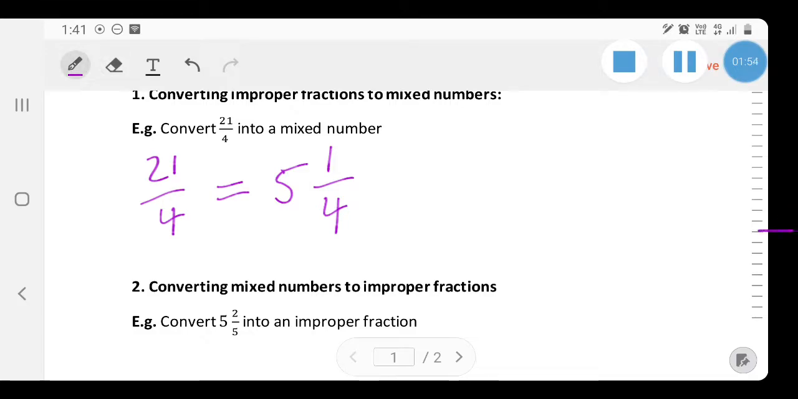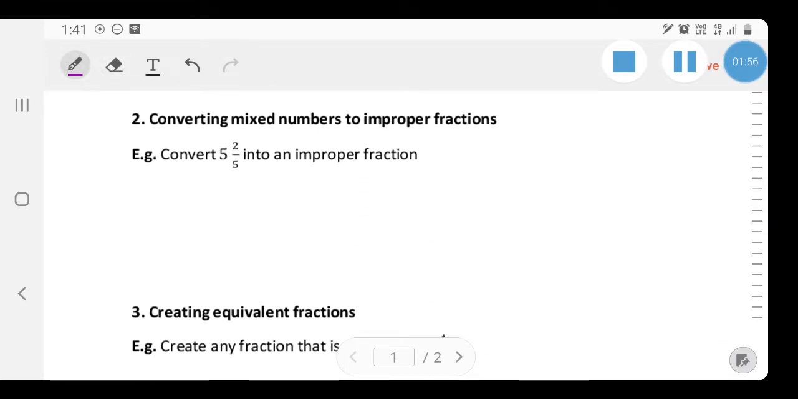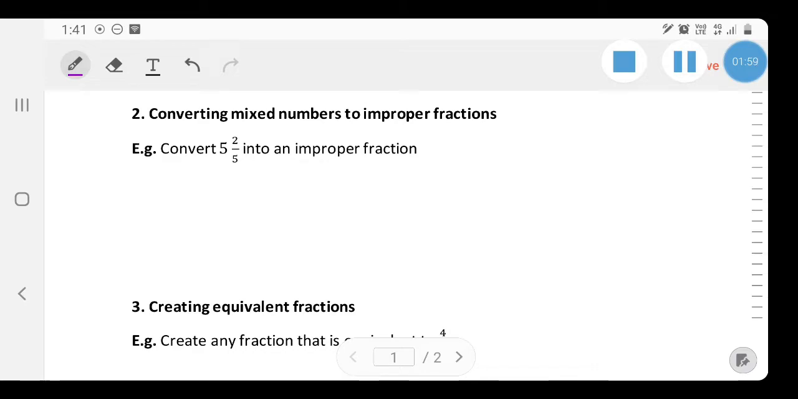All right, moving along. Converting mixed numbers to improper fractions, so going back in the other direction. This is very straightforward if you remember the following. We have 5 2/5. We take this number and multiply it by this number, giving us 25, and then we add to 25 this number. So we do a little loop-de-loop. 5 times 5 is 25. 25 plus 2 is 27.